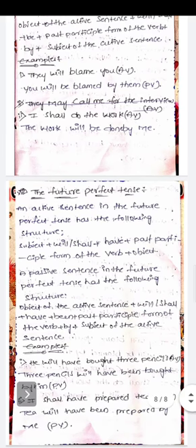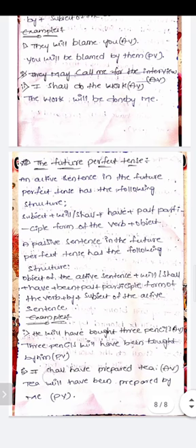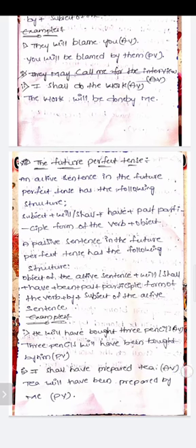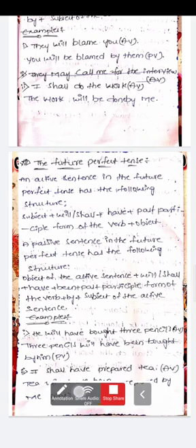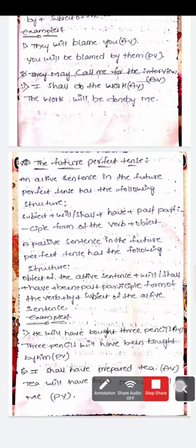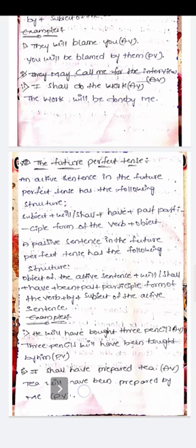Second example: I shall have prepared tea. This is the active form. Then changing it to passive voice: Tea will have been prepared by me. This is the passive voice form.